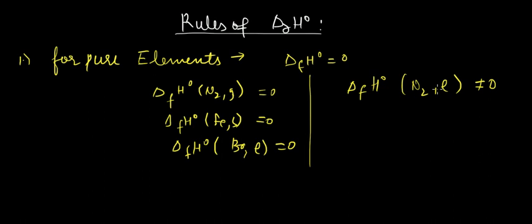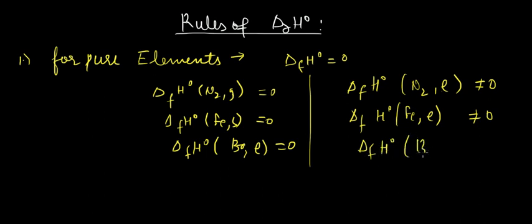Okay, it's not found in the liquid phase, hence delta F H naught for N2(l) at standard state would not be 0. Similarly, the same can be written for Fe in liquid phase, it is not 0. Heat of formation, enthalpy of formation of Fe in liquid state at standard state is not equal to 0. Similarly, enthalpy of formation of bromine in gaseous phase at standard state is not equal to 0.